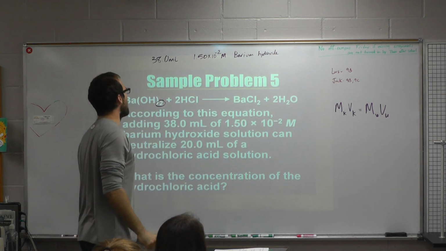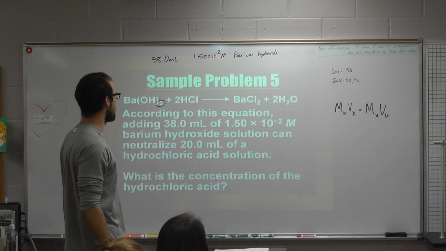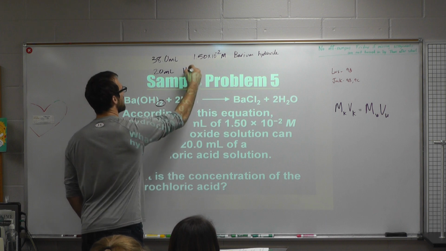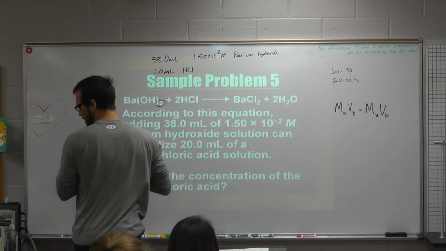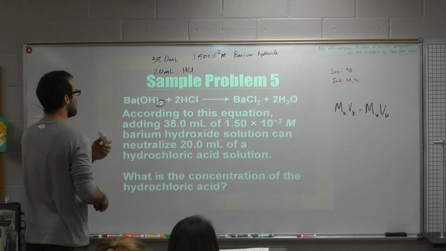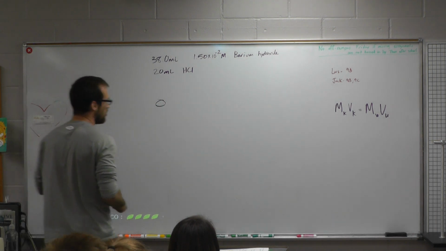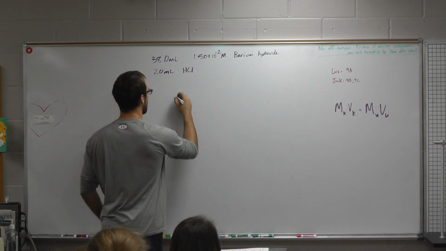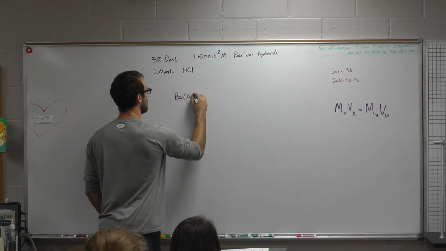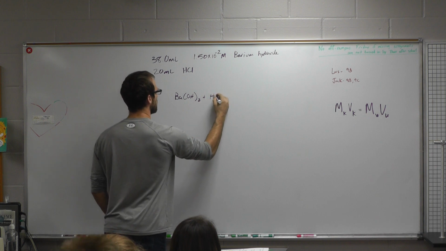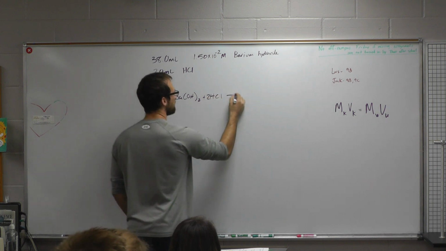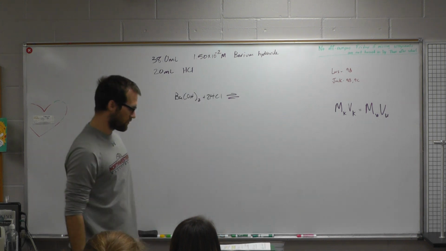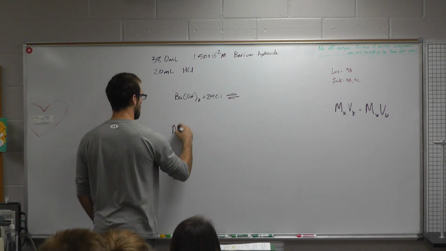Okay, so I got 38 milliliters of that concentrated barium hydroxide, and I know that it neutralizes 20 milliliters of HCl. Now I'm gonna freeze this so that I can have a little bit more room to work. So I'll write the equation here. Ba(OH)2 plus HCl. And then the rest is not really important.